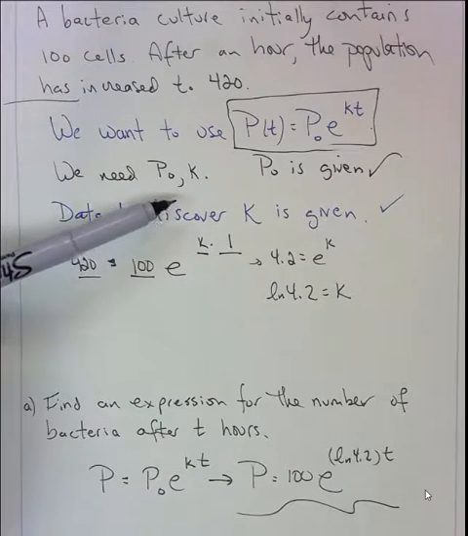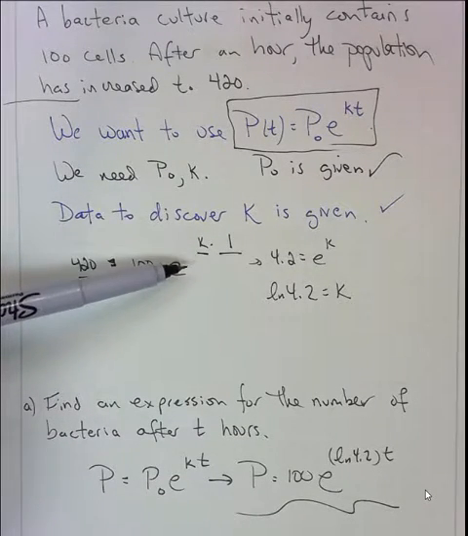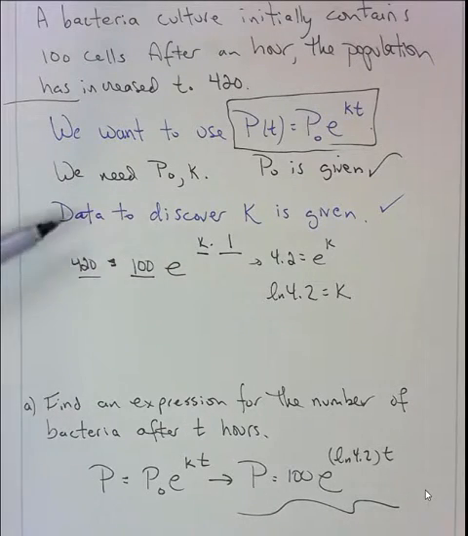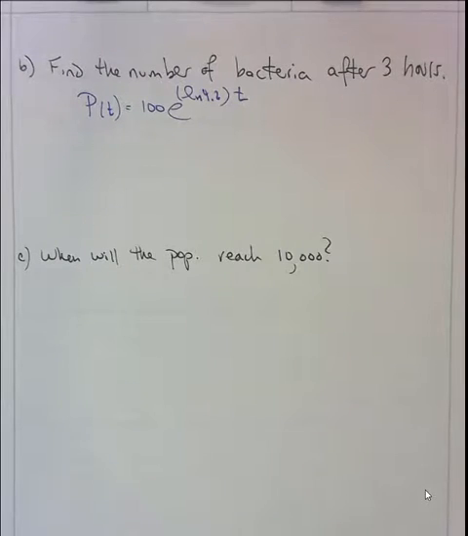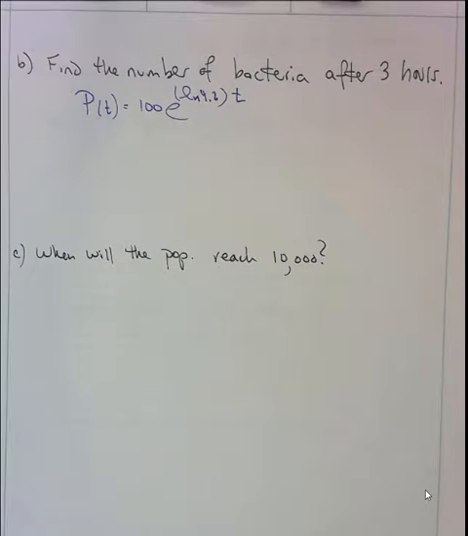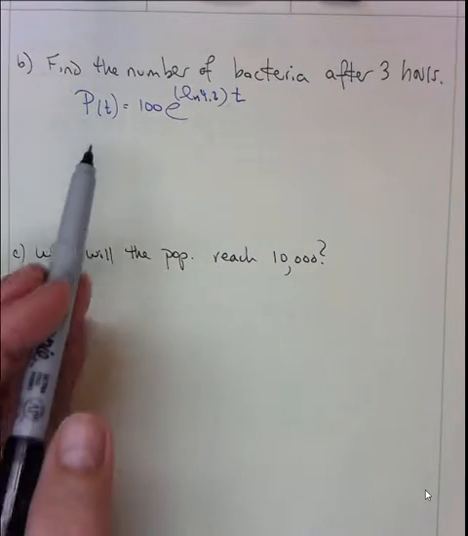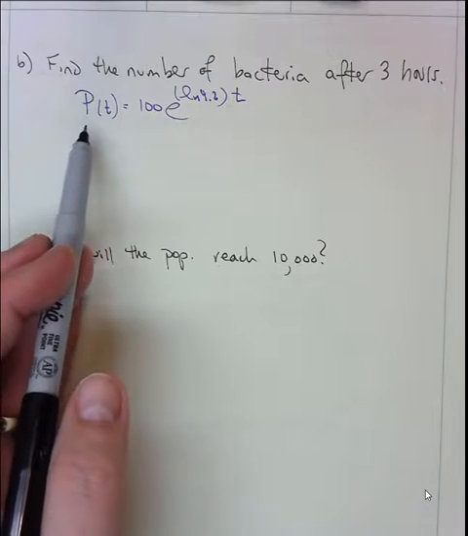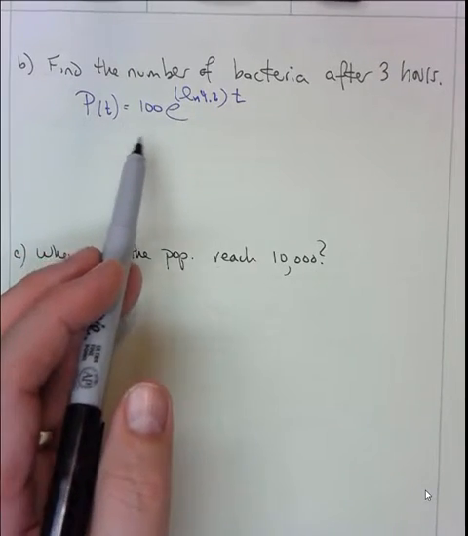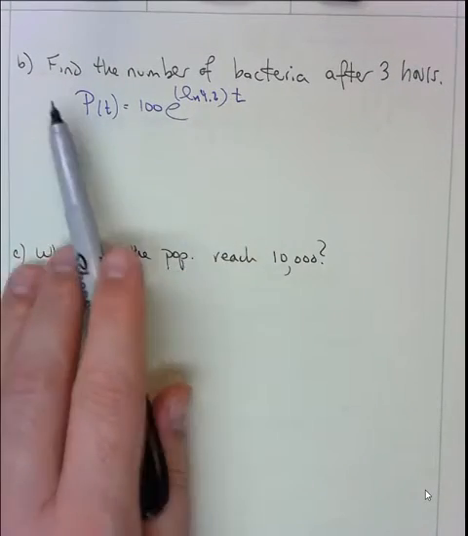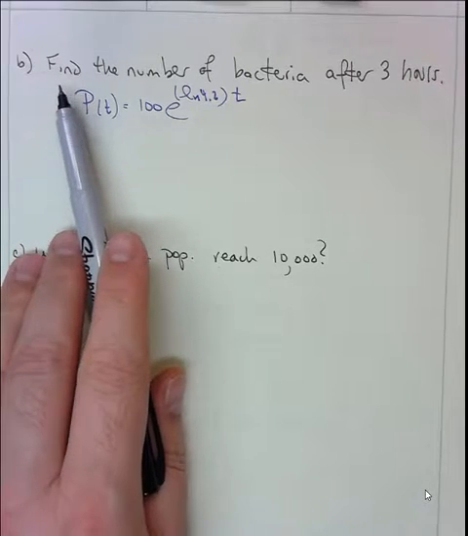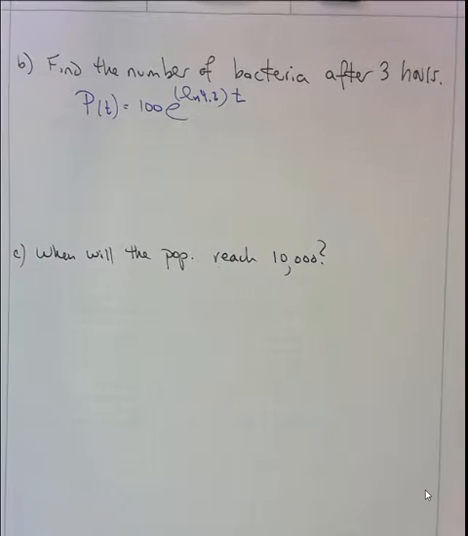If you're not given K directly, you're going to be given enough information to figure out K. And no matter what other questions there are, this is the first thing you need to do, is discover your growth rate. Here are the second 2 questions on your handout about this problem. I've rewritten the equation that we just discovered or completed, and now we're ready to use it over and over again. The specific question at hand is to find the number of bacteria after 3 hours.